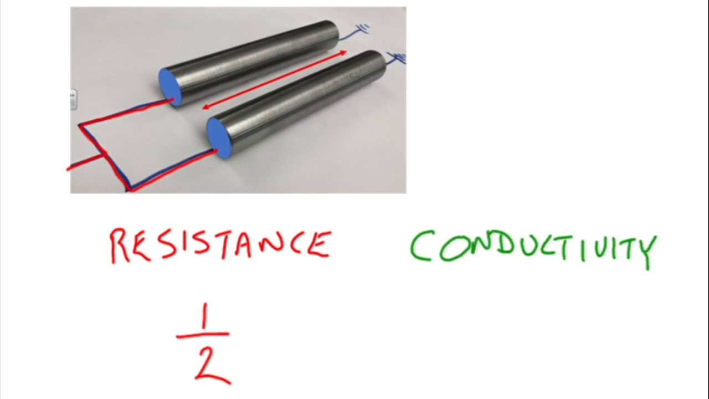In terms of conductivity, we've now allowed or created two pathways for the current to flow through. So we've increased the conductivity by a factor of 2. We've made it 2 times as great. The point is that these two factors are proportional.